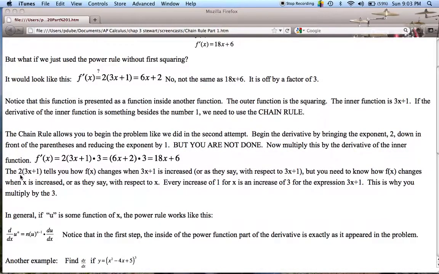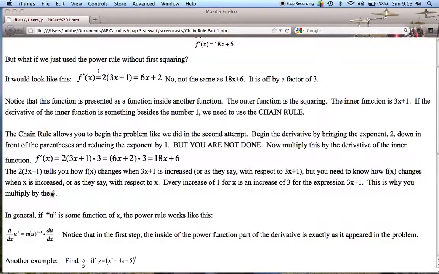The part that's the 2 times the 3x plus 1 just tells you how y changes when 3x plus 1 is increased by 1. But you want to know how y changes when x is increased, or as they say, with respect to x. Every increase of 1 for x is an increase of 3 for the expression 3x plus 1.